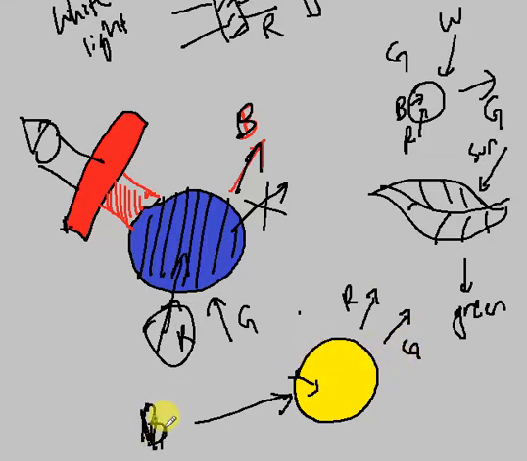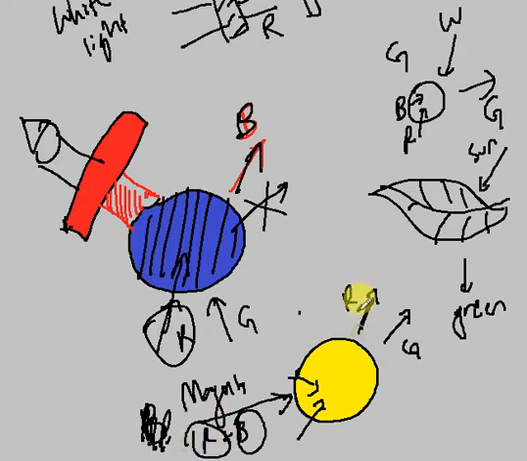Let's replace this with magenta. Magenta is a combination of red plus blue. So red and blue light is shown towards this object. What happens here? Blue is absorbed. Red is reflected. Therefore, this yellow object, due to having only magenta light shown on it, will look red. So I hope that is okay when it comes to colors. Just try to study as much as you can.